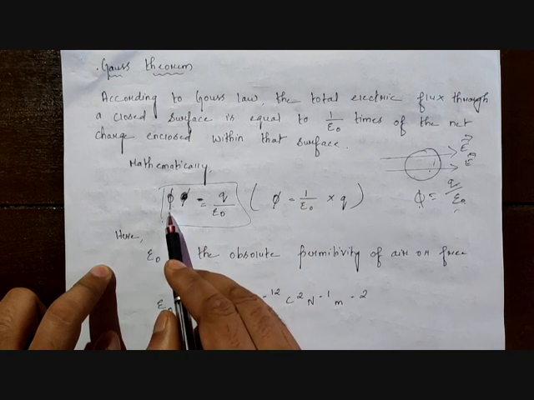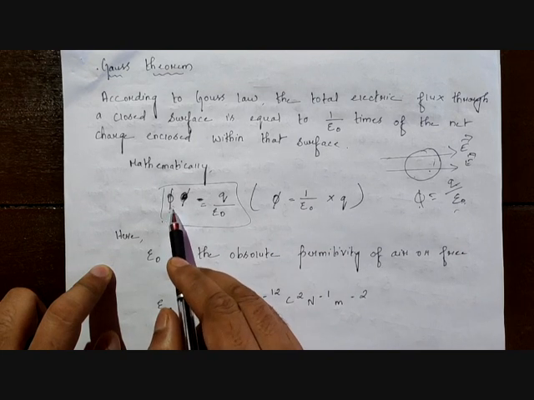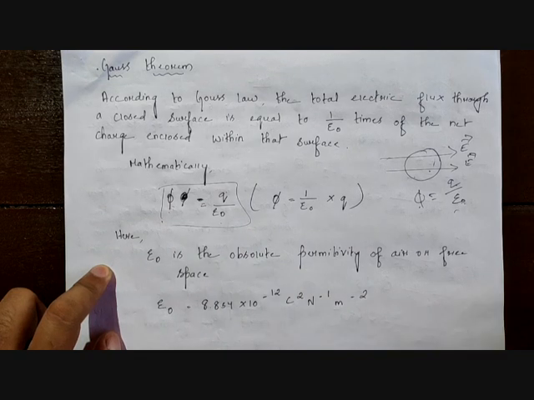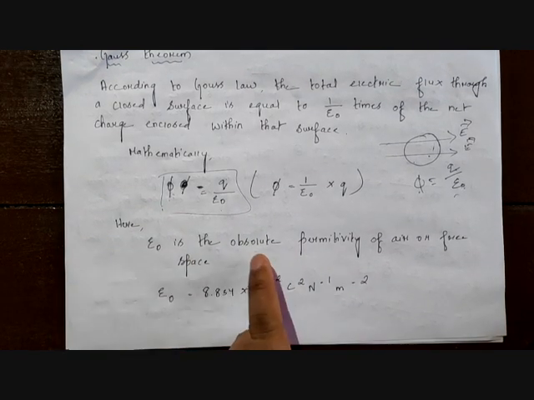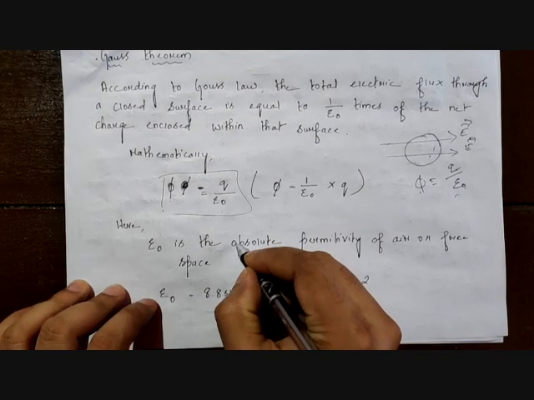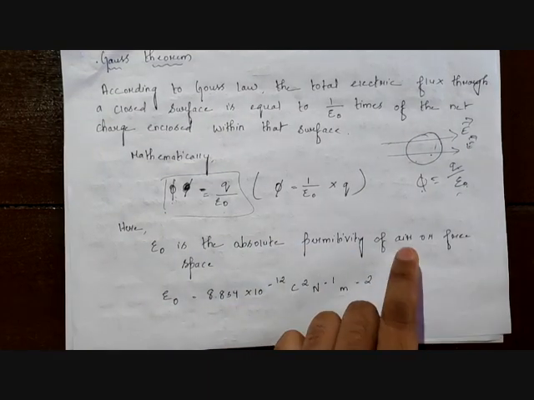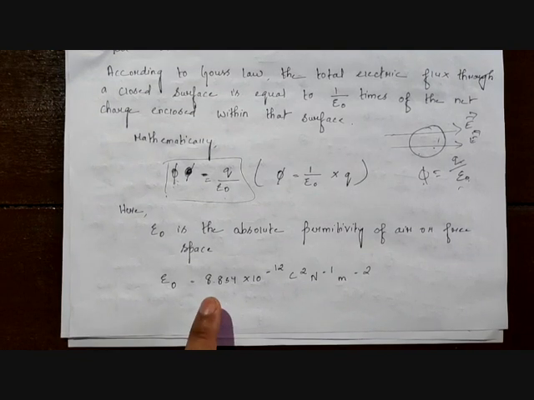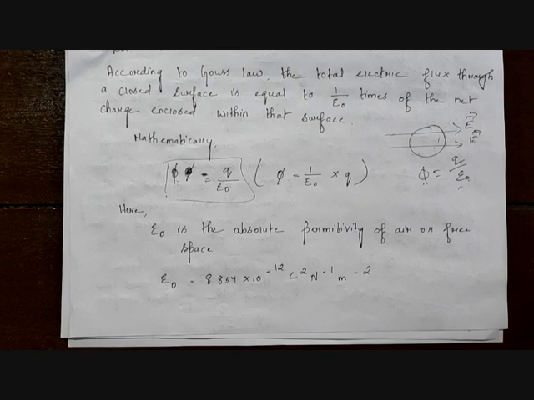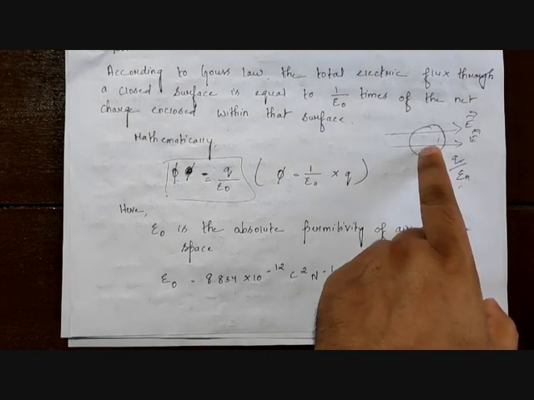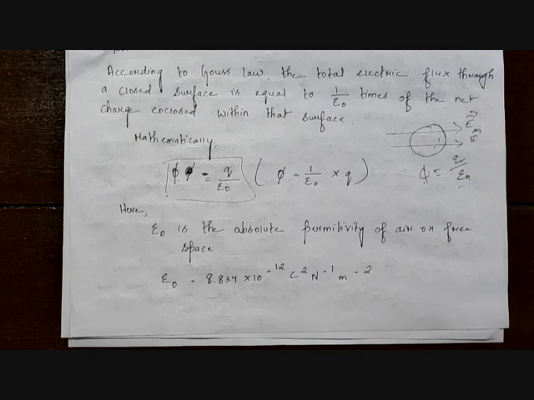Phi, the electric flux, is equal to charge by epsilon naught. What's epsilon naught? We have seen in the second video, it's called the absolute permittivity of free space, and its value is 8.854 times 10 to the minus 12. So what's Gauss theorem? Always remember one thing: the electric flux is always equal to the charge on that particular surface by epsilon naught. Clear?